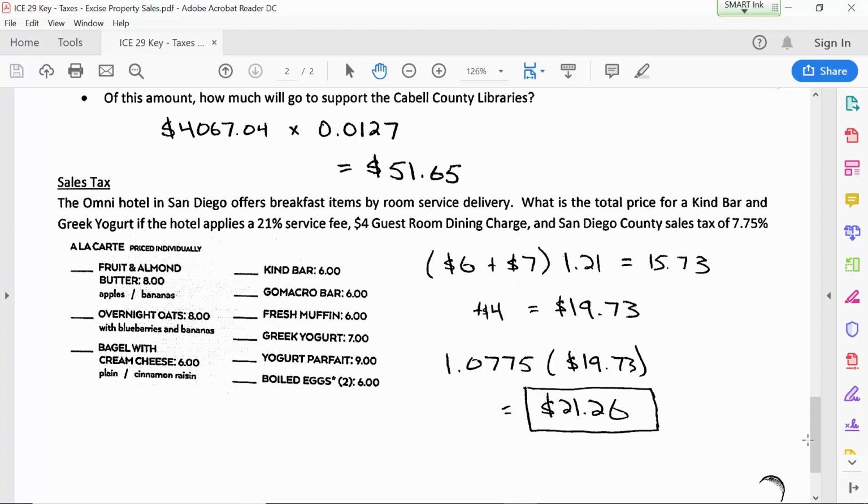So if you have the items, the Kind Bar and the yogurt, then they charge the service fee on top of that, and the in-room service charge, the guest room dining charge. You better believe I ground the crumbs into the carpet. If they're going to charge me $4 for the privilege, apparently that's a cleaning charge, I don't know what, but the taxes are then applied to all of it. So in the end, $21.26 for a Kind Bar and Greek yogurt, probably like $1's worth of food, maybe. If you went to Walmart and just bought that off the shelf, we're saying maybe $1. But that's just an illustration of sales tax to get some practice with the numbers.